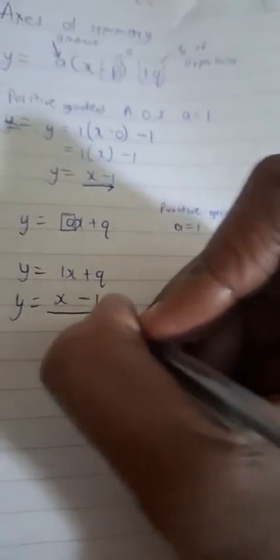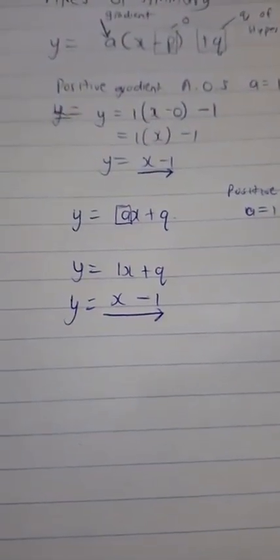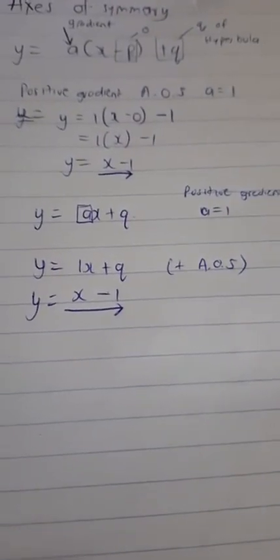So let's come over here. What do you guys see? Y is equal to x. Now in the place of q, what are you going to write? -1. And there it is. Done. So this is your positive gradient axis of symmetry.